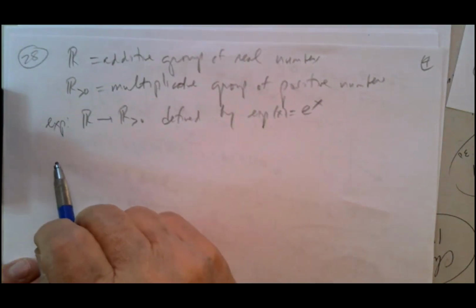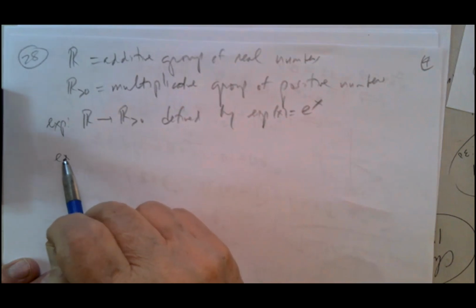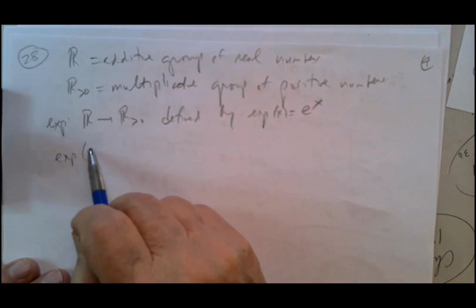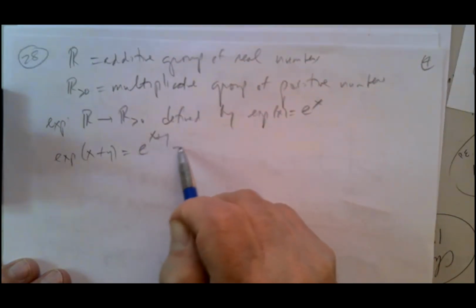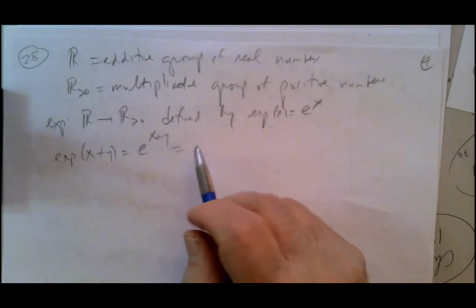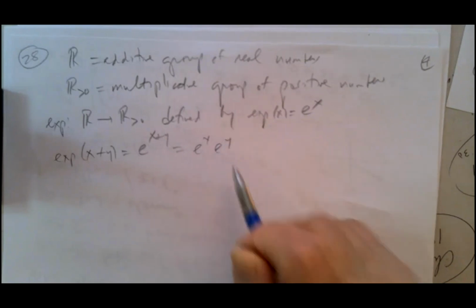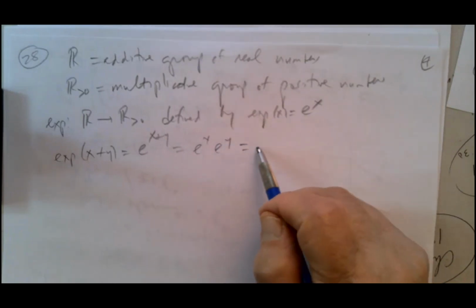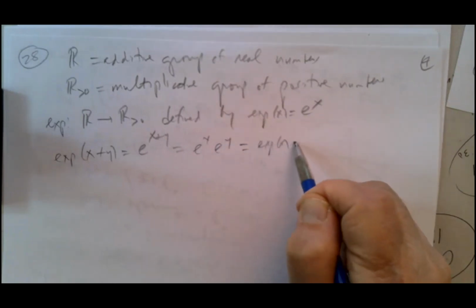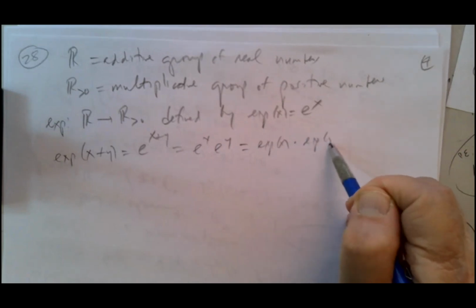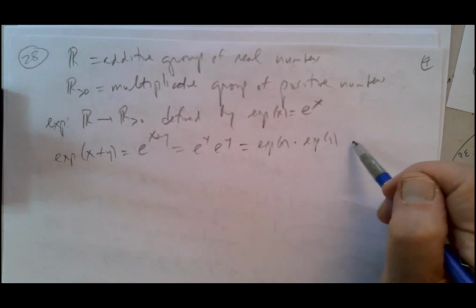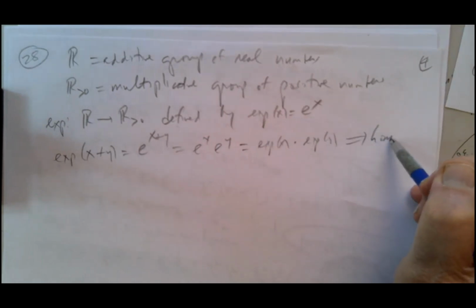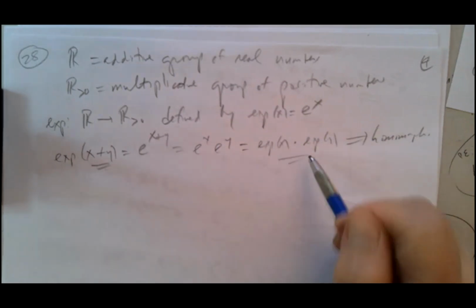And you know from pre-calculus that exp of x plus y, that's e to the x plus y. But just from the rules of exponents, this is e to the x times e to the y, which is exp of x times exp of y. And this means we have a group homomorphism from this additive group to the multiplicative group.